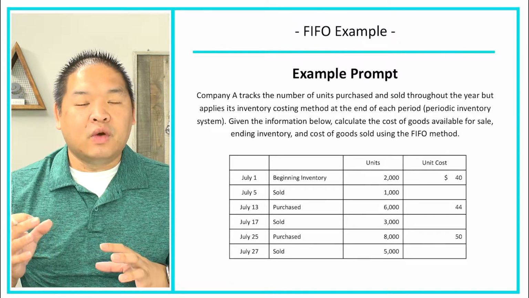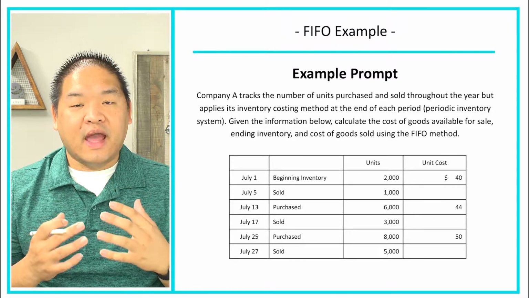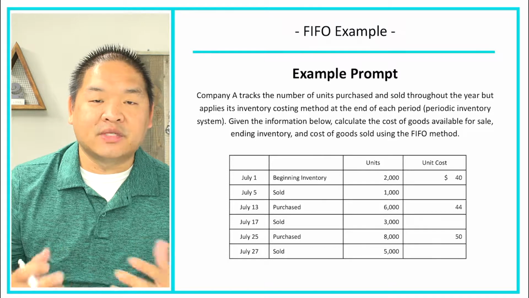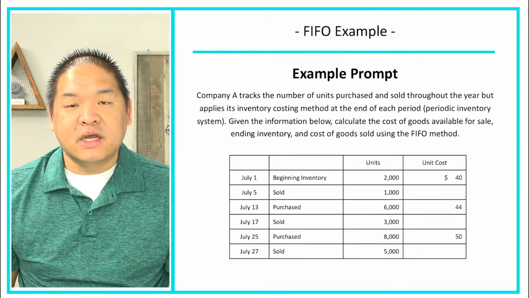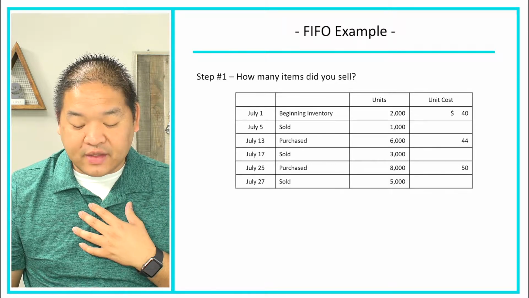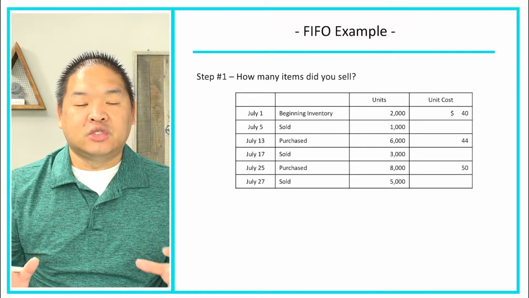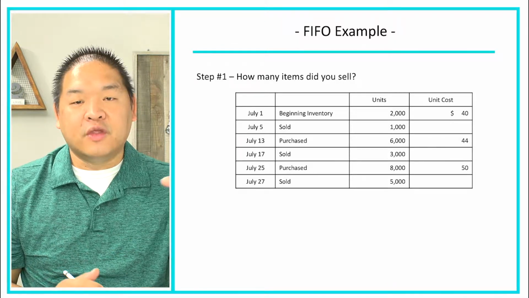So what's gonna be interesting is that we still need to go from top to bottom, but we're gonna have to rearrange this table a little bit. And that's what we're gonna do over the course of this lesson. So step number one, I would say, to solving this is figuring out first, how many units did we sell in total? So how many units did we sell over the course of the month?